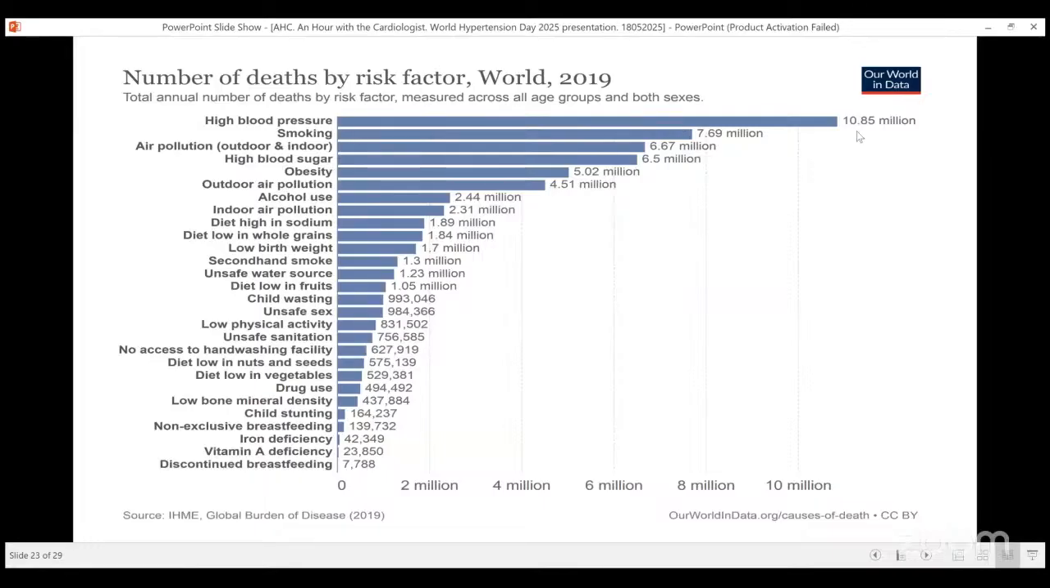In short, the gap is even wider. Hypertension is still the leading risk factor for death globally. So if you can control it, then the odds of living longer are better. Very, very important. We shouldn't joke with our blood pressure.